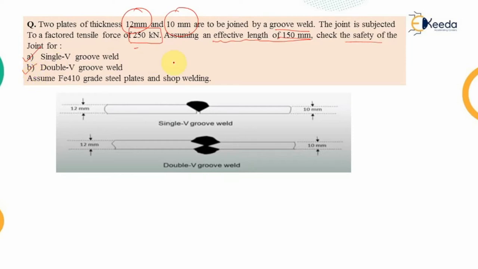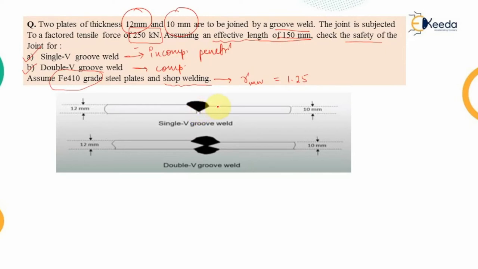V groove weld. Basically, it is denoting that the single V groove weld is an incomplete penetration, while the double V groove weld is an example of the complete penetration. The plates used for the connection are of Fe410 grade of steel, while the welding has been done in the workshop. Therefore, the partial factor of safety corresponding to it is to be taken as equal to 1.25. Now, the diagram shows us that the single V groove weld is provided at the top portion only.